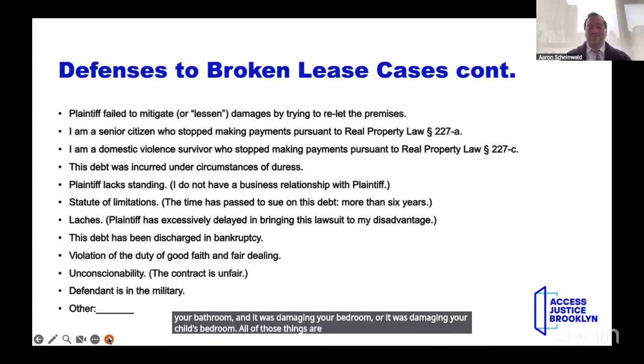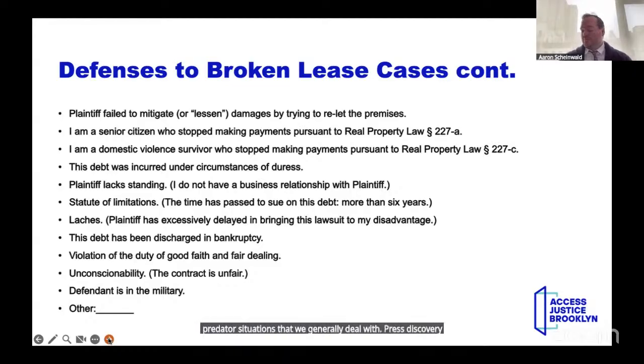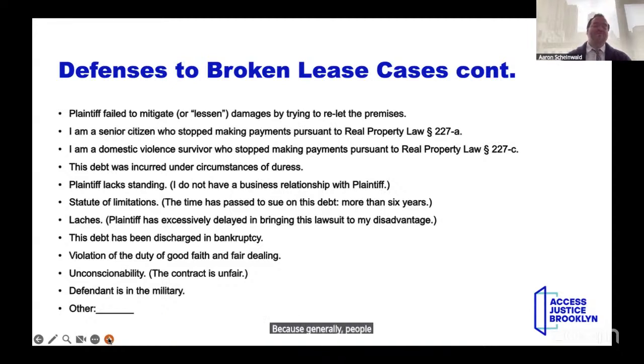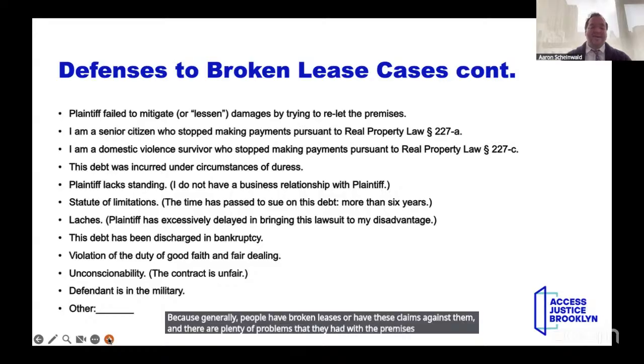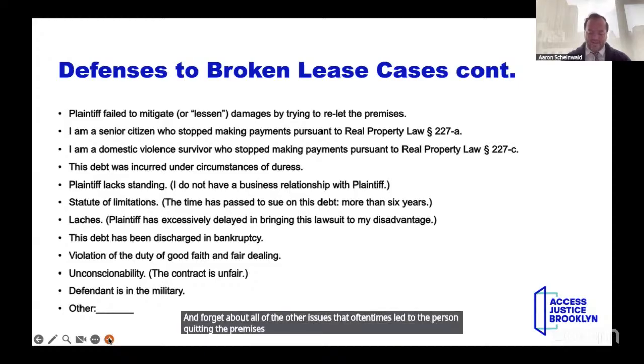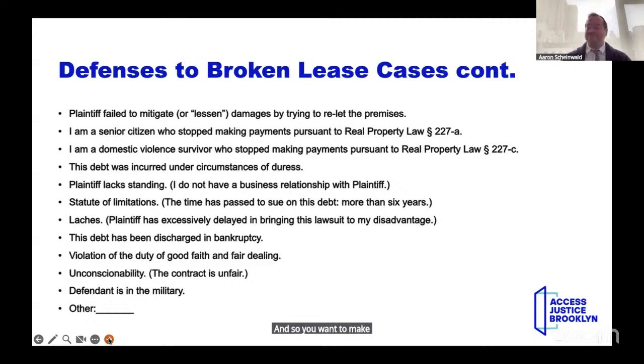All of those things are things that you want to put together, as I said, and especially compared to creditor situations that we generally deal with, press discovery. Generally, when we are helping people in credit card cases, absent identity theft and some other defenses, there is not necessarily a ton of discovery that they want to provide to the creditor. The rent arrears cases are an exception to that because generally people have broken leases or have these claims against them, and there are plenty of problems that they had with the premises. And the landlord is trying to blow right past those things in court and just get their contractual rent times the period of time that they say they were not in the apartment and forget about all of the other issues that oftentimes led to the person quitting the premises finally at long last. And so you want to make sure that they're reminded of those things, that they bring those things up to the judge.